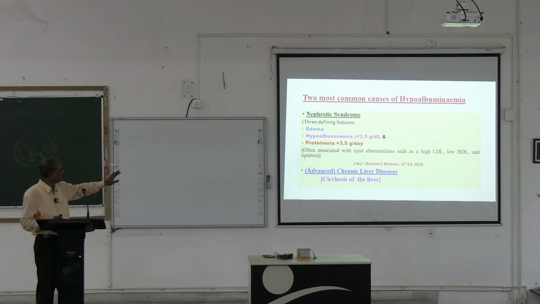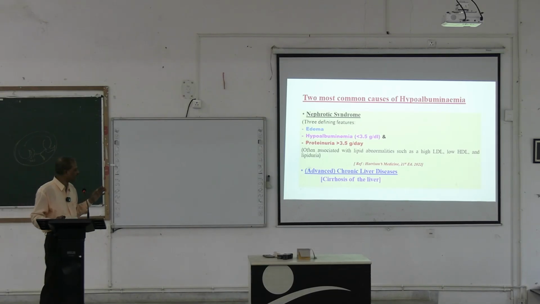One is nephrotic syndrome. You note down this part, the three defining features. Nephrotic syndrome has three defining features. One is edema, that means swelling will be there. Hypoalbuminemia means less albumin concentration, less than 3.5, and proteinuria, usually more than 3.5 gram per day. Okay, this is with reference to adults.